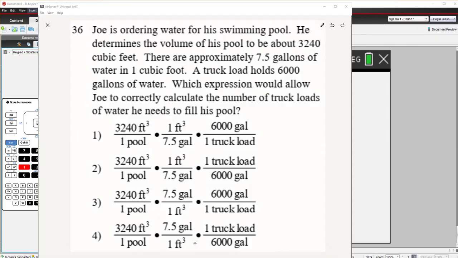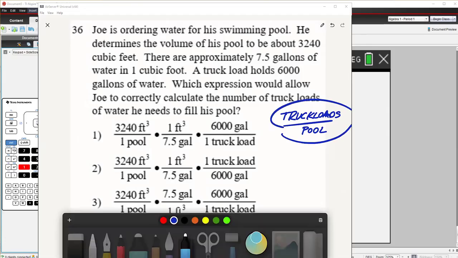So basically what we're trying to get to at the end of this is we want to know how many truckloads to fill his pool. This is what we want. We want to know how many truckloads Joe has to make in order to fill the pool. So all we're going to do is focus on the units, and cancel any unit that's on the top and the bottom, and we should be left with this. So let's go through and see what we got here.